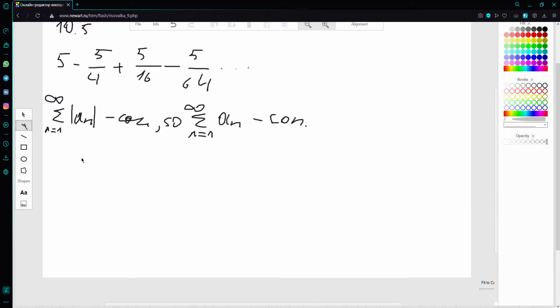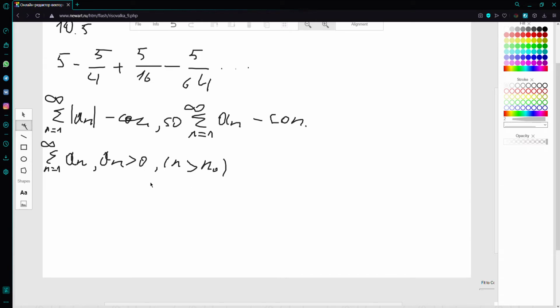So let's look at the tests. The first is the ratio test. Let's take a series of a_n, with a_n more than 0 for each n more than some n_0.